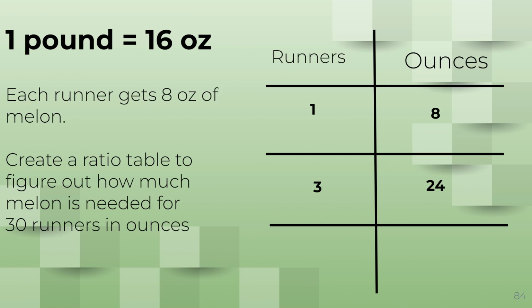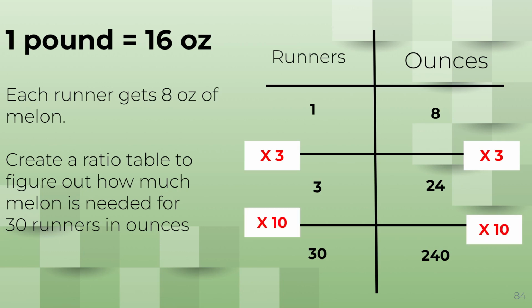3 runners would be 24 ounces. And then 30 runners would be 240. So again, I first multiply by 3, and then I multiply by 10.